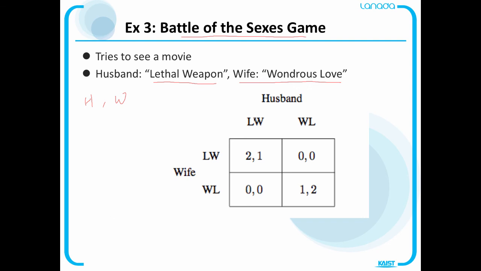Suppose that the husband chooses Lethal Weapon and the wife chooses Lethal Weapon. And then the payoff, let's say... what is Lethal Weapon and what is Wondrous Love? Oh, this is Lethal Weapon, and Wondrous Love. Okay, yeah. So the wife chooses Lethal Weapon. Oh, that's the other way around, because the wife likes Wondrous Love.